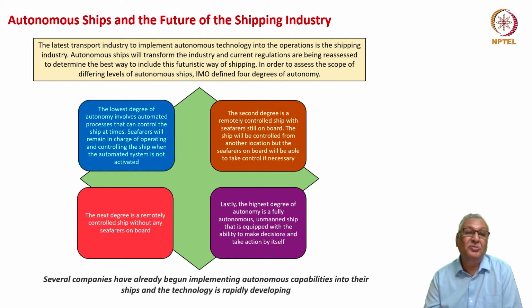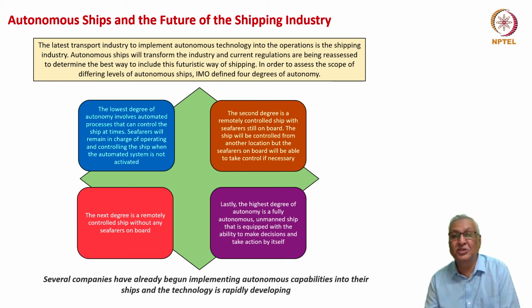There is also going to be another important development, which is the autonomous ships. Autonomous ships will transform the industry, and the current regulations are being reassessed to determine the best way to include this futuristic way of shipping. Automobiles have 6 levels of autonomy. Shipping will have 4 degrees of autonomy.